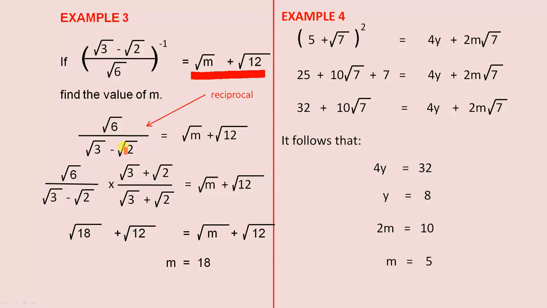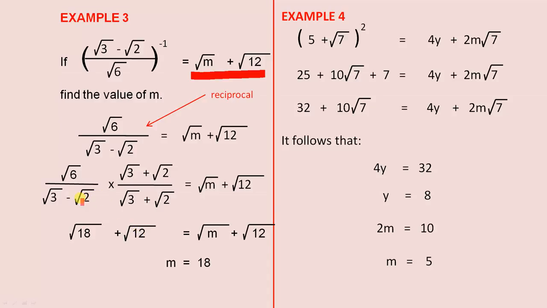Now to rationalize the denominator, remember we multiply top and bottom by the conjugate surd. Now the conjugate surd of square root of 3 minus the square root of 2 is the square root of 3 plus the square root of 2. So we multiply top and bottom by that, and that equals m plus the square root of 12. Square root of 6 times the square root of 3 is the square root of 18. The square root of 6 times the square root of 2 is the square root of 12.